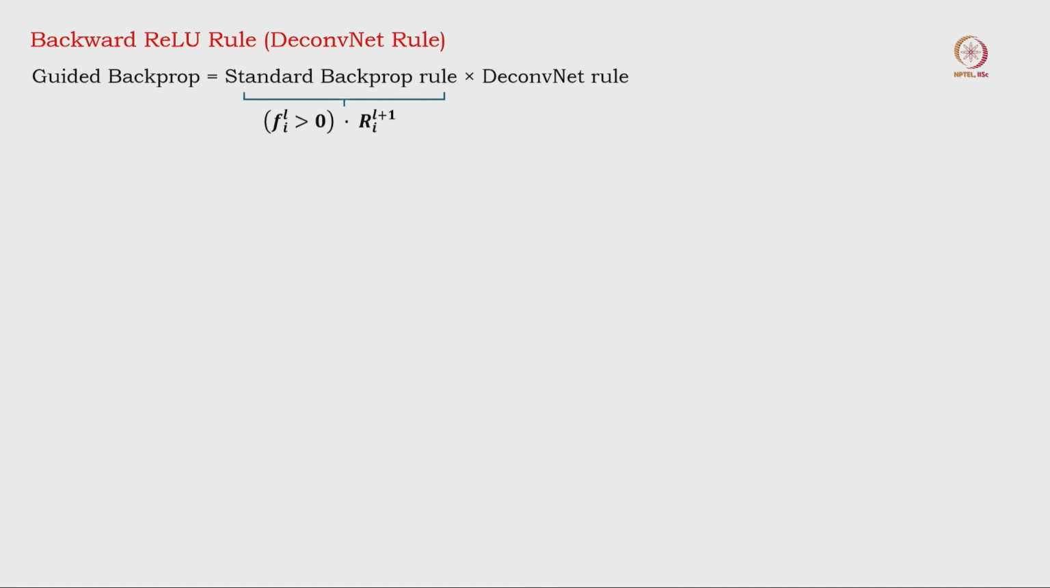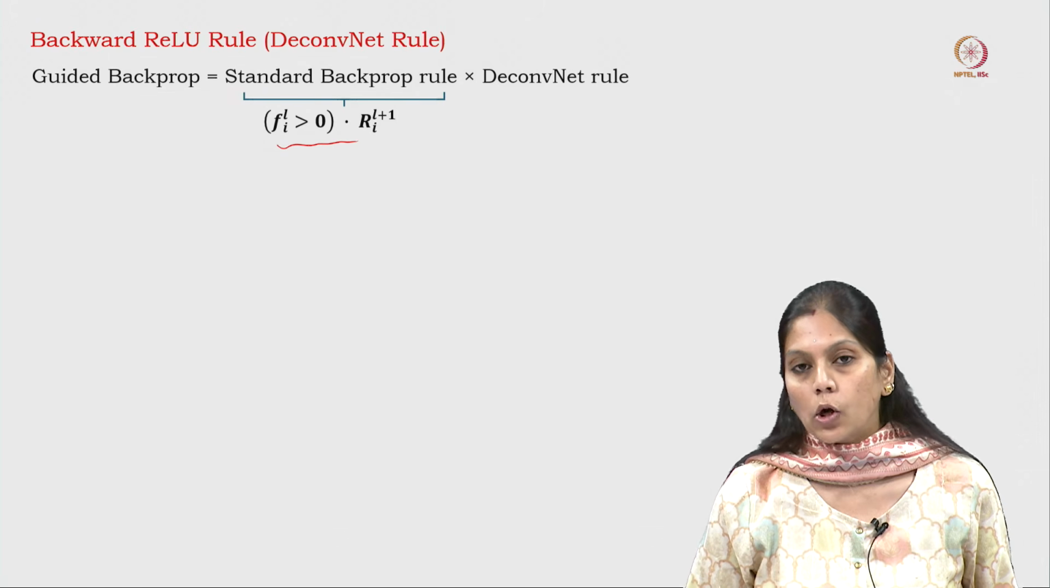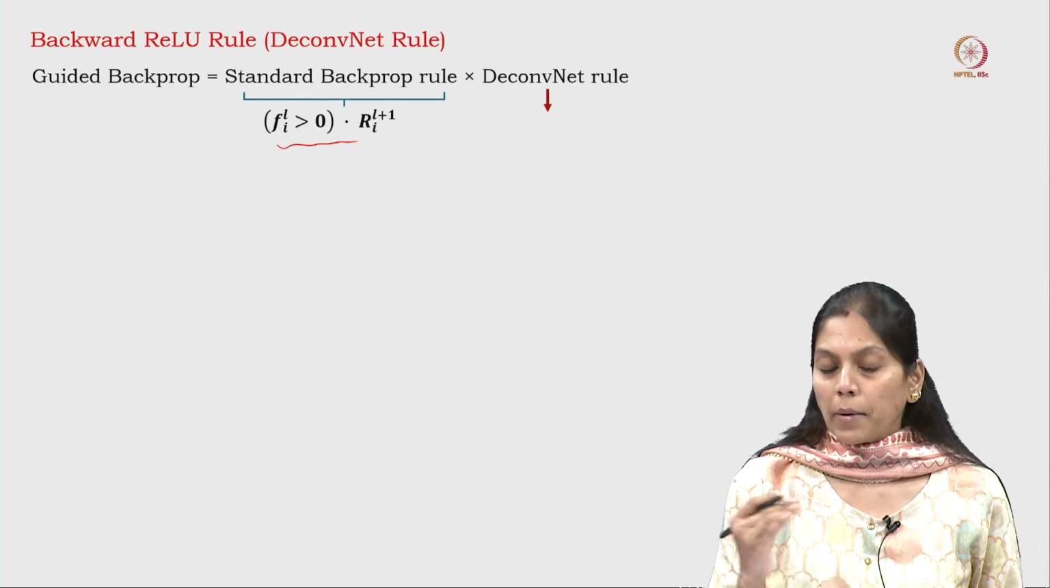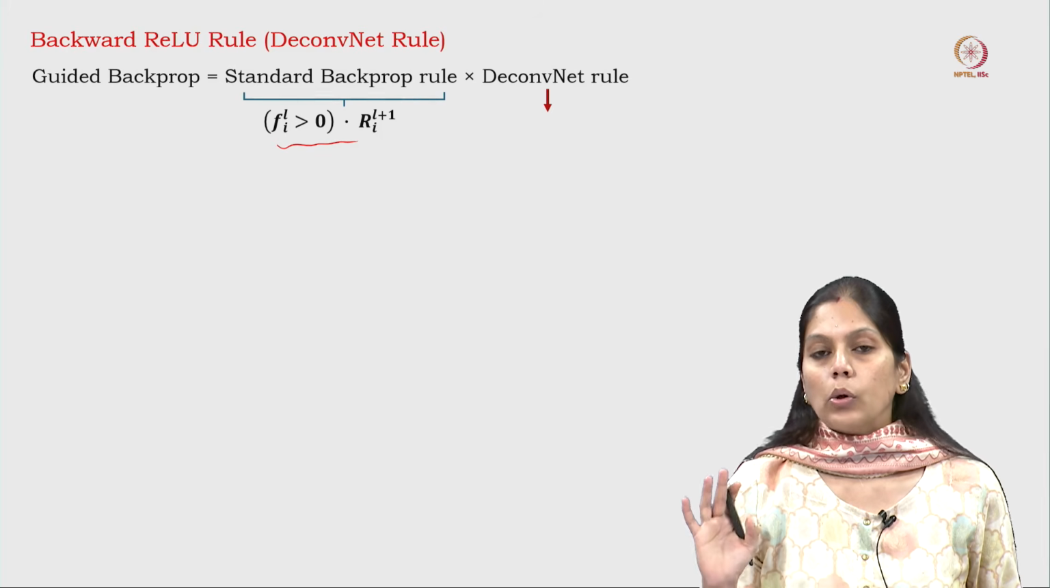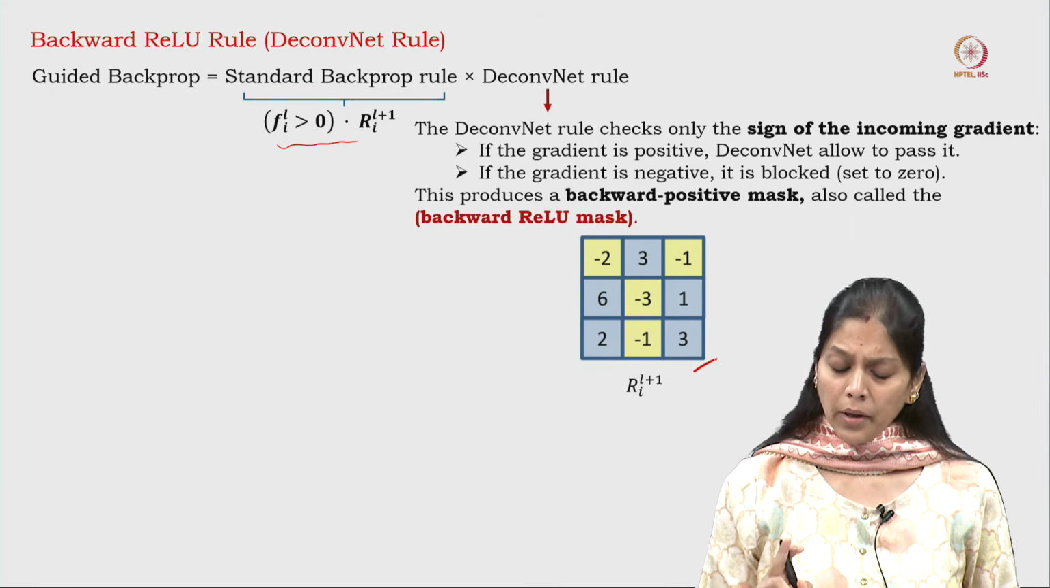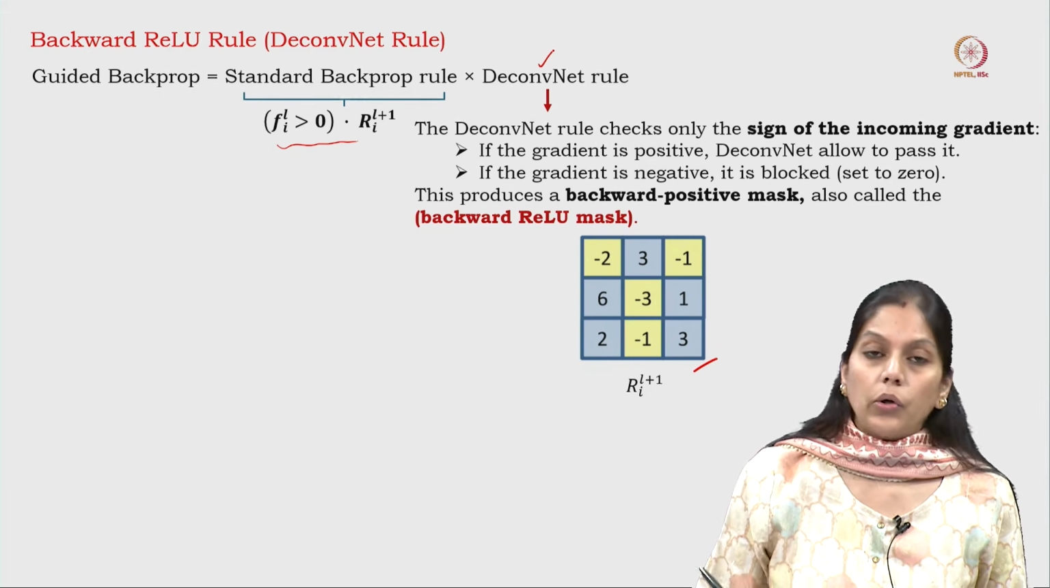Guided backpropagation applies two rules. One is the standard backpropagation rule, and the second is a deconvolutional rule. What we have completed so far is the standard backpropagation rule. Now, let us understand what exactly happens in the deconvolutional rule. So far, we have backpropagated and computed the gradient. We have this particular gradient with us. What exactly does this deconvolutional rule do?